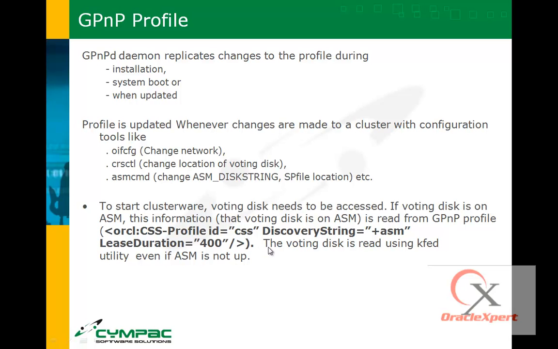The most important part of it is that the voting disk is read using the internal utility called kfed, even if ASM is not up and running. So Oracle has an internal way to access the data on an ASM disk group, and that is to use the kfed utility. The kfed utility on a given disk can act upon it and print the metadata and the data from it. So it can read a particular disk directly even when my ASM is not up and running, and the actual programs can read the data using the kfed utility.